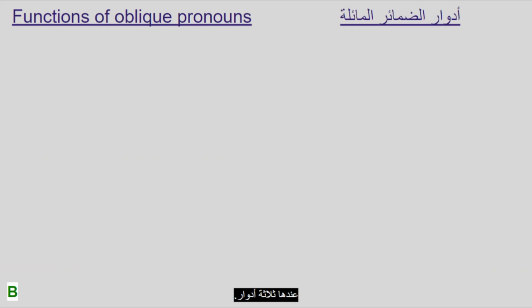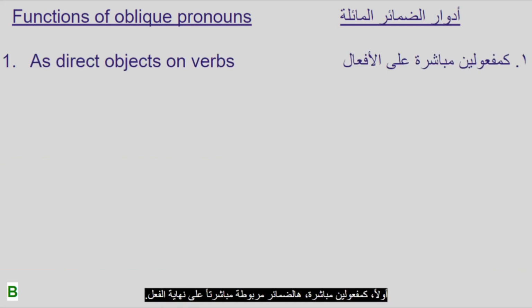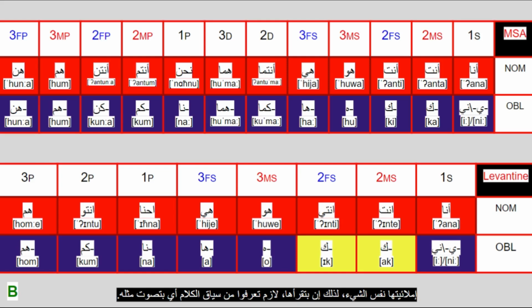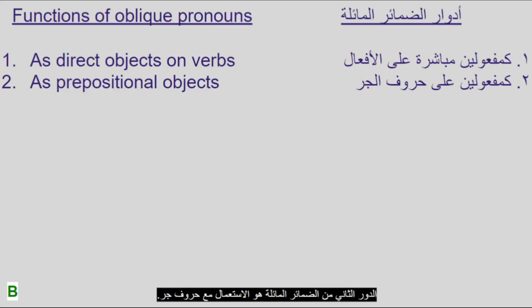They have three functions. First, as direct objects, these pronouns are attached directly to the end of the verb. For example, I love you in Levantine is بحبك if talking to a guy, بحبك if talking to a girl. They're both spelled the same, so if you're reading it, you have to know from context which one it sounds like. The second function of oblique pronouns is to be used with prepositions.